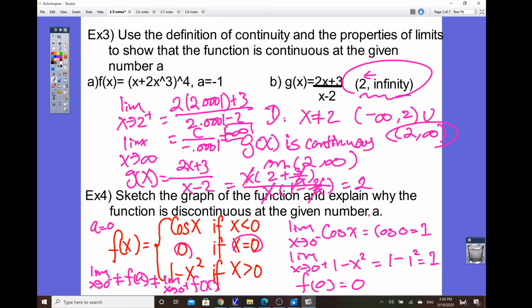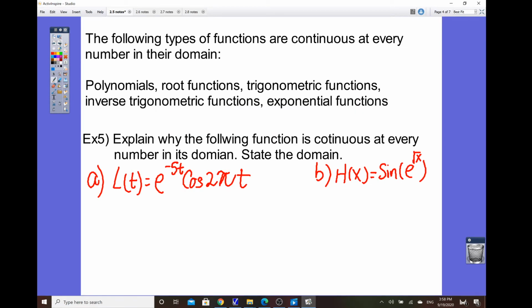Alright, so now let's see what else we have for this. The following types of functions are continuous at every number in the domain. Basically, anytime you see these types of functions, the graph is always continuous from negative infinity to infinity, also showing that the domain is negative infinity to infinity. So things that we have, such as what? Polynomials, like a random curve, go all the way from negative infinity to infinity. Root functions, such as what? Cube root, fifth root, seventh root, it's always continuous.